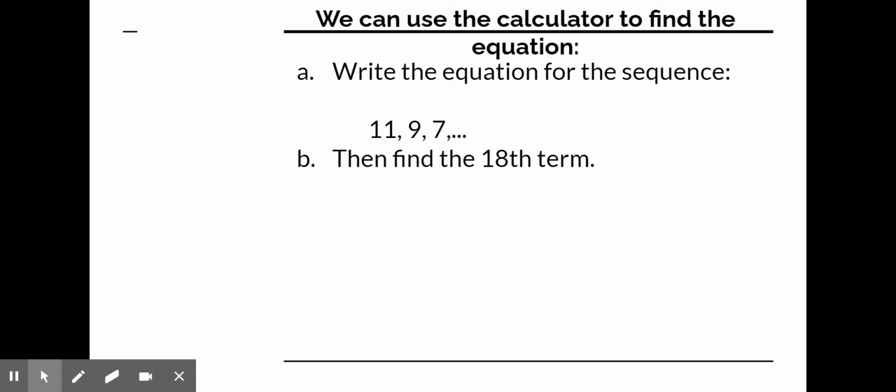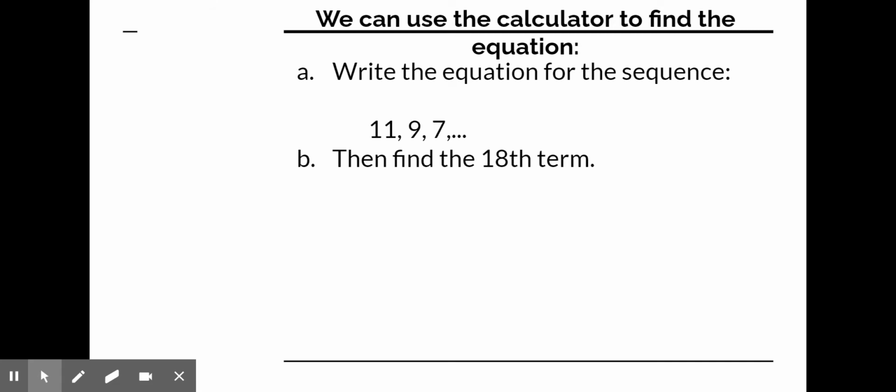So we can use the calculator to find this equation. If I want to write the equation for the sequence 11, 9, 7, etc., and that's what those three dots mean, I might be able to do this using algebra and a mini table, or I might be able to let the calculator help me. And then later, when I do get that equation, I can use the calculator to find the 18th term. Let's see how.